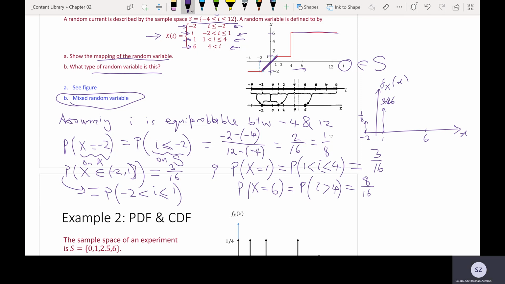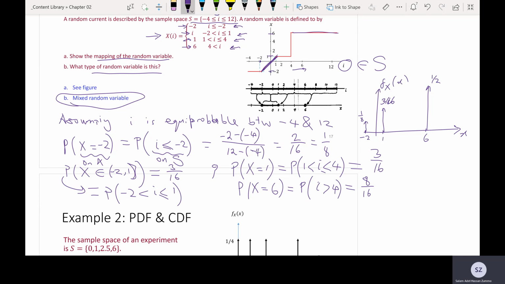Right. What about x6? Right. And in between, what is the probability? Between minus 1 and minus 2 and 1. What is the PDF? What does the PDF look like? The total is 3 over 16. Probability that x is between here and here is 3 over 16.